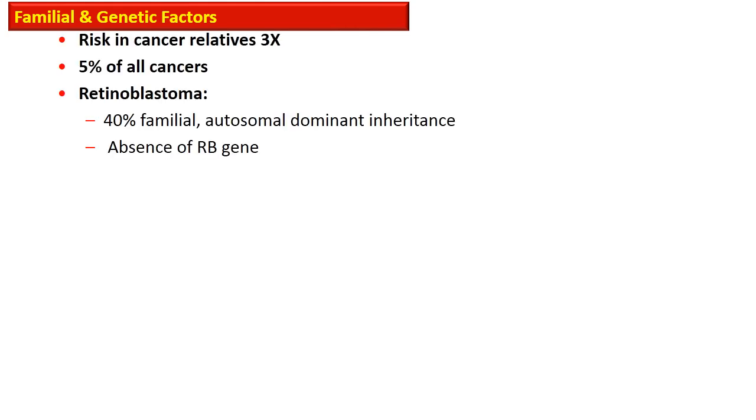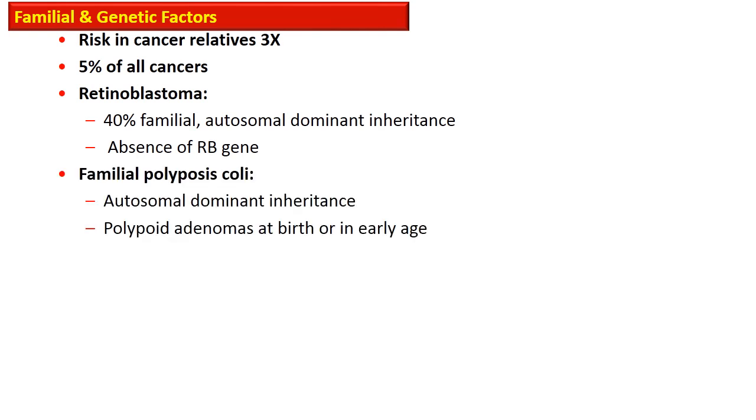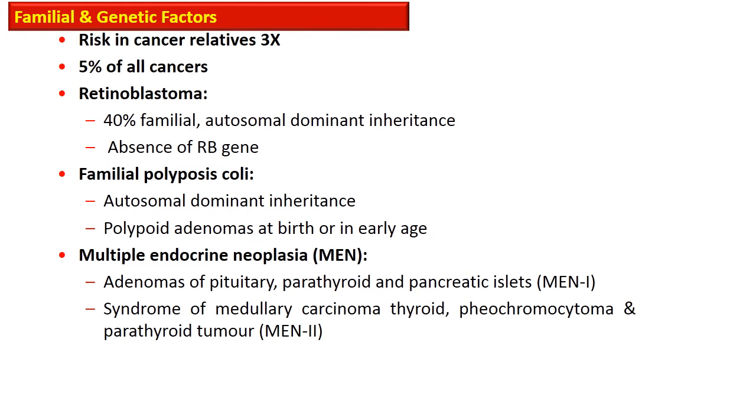The risk for cancer in their relatives increases threefold, and these genetic cancers comprise about 5% of all cancers. One example is retinoblastoma, which is familial in 40% of cases and is inherited as autosomal dominant inheritance, and it is due to absence of the RB gene. Familial polyposis coli is an autosomal dominant inheritance, and it is characterized by presence of polypoid adenomas at birth or at an early age. Multiple endocrine neoplasia or MEN syndrome.